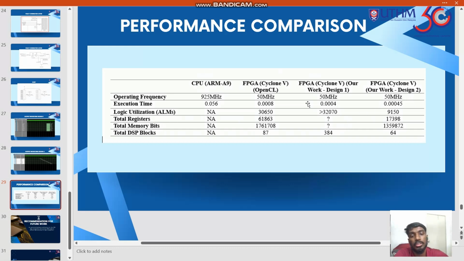So the total logic for the OpenCL is quite large, 30650. For design 1, it's larger than the Cyclone V, so we can't get the total registers or the total memory bits. We need to use a larger FPGA to see. And for design 2, which uses less logic compared to the others, the logic utilization is 9150. The total registers is 17398.